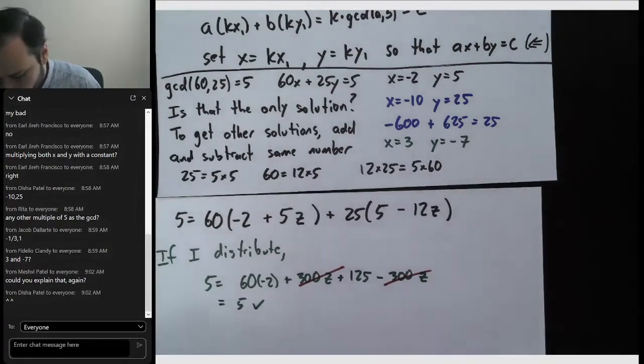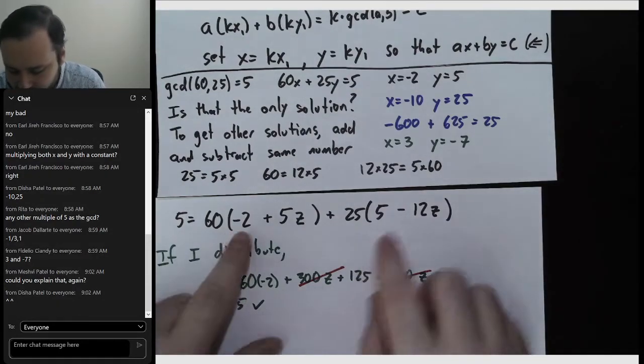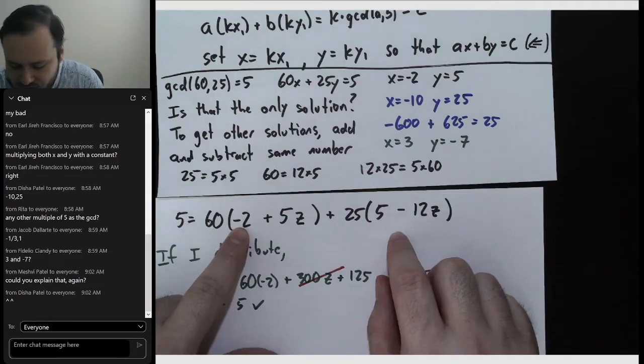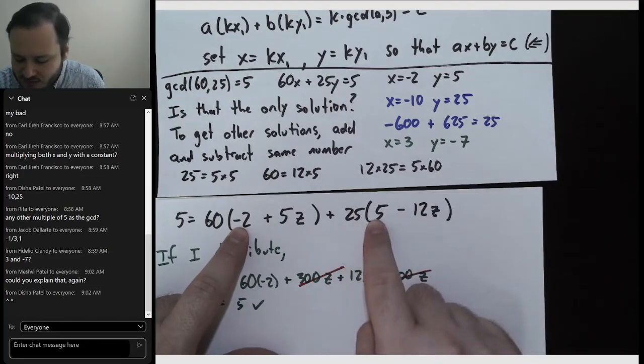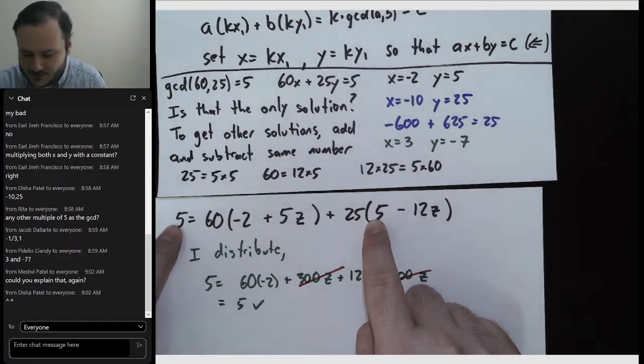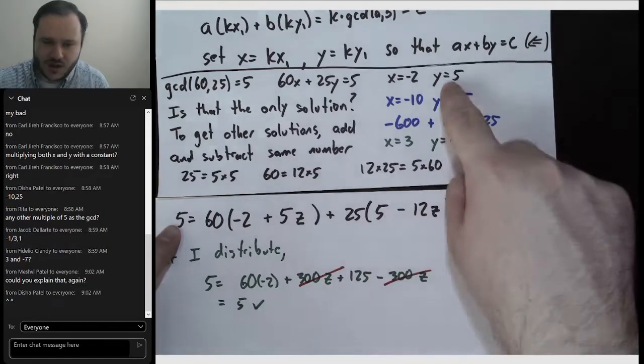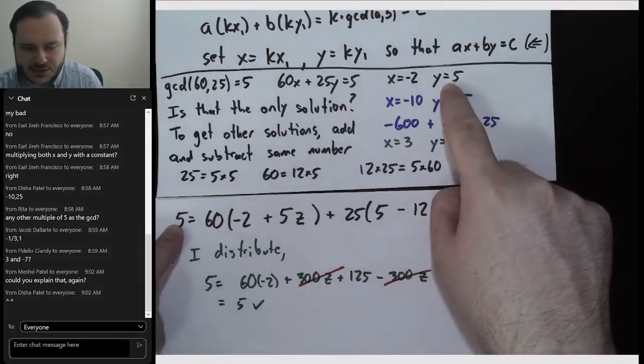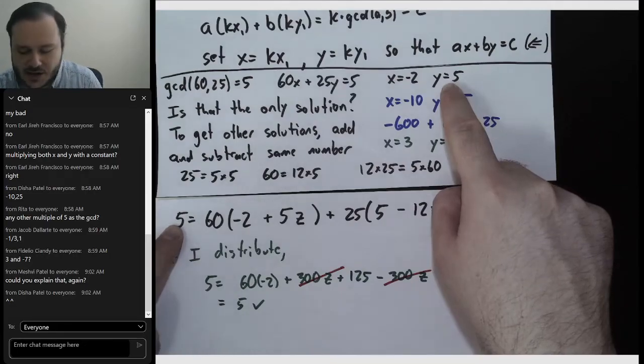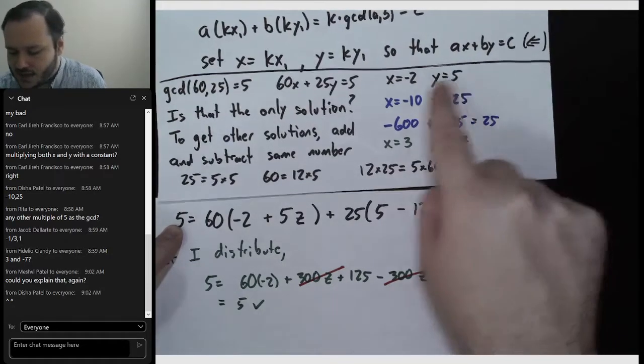So okay, where did I come up with this? My whole goal is I know that 60 times minus 2 plus 25 times 5 gives me 5. That was my original solution. That's what I found with Bézout's lemma. When I did my GCD in reverse, my Euclidean algorithm in reverse, I got this solution.